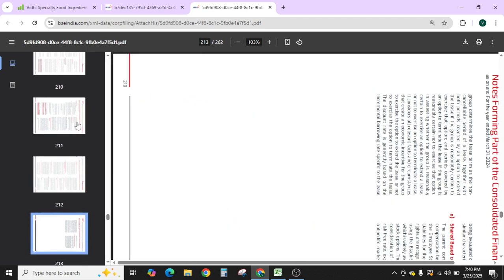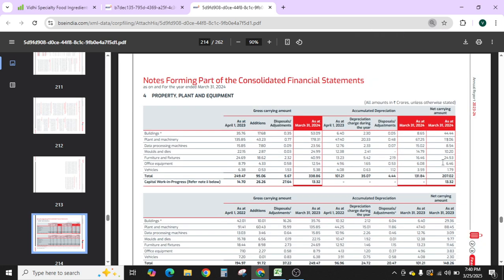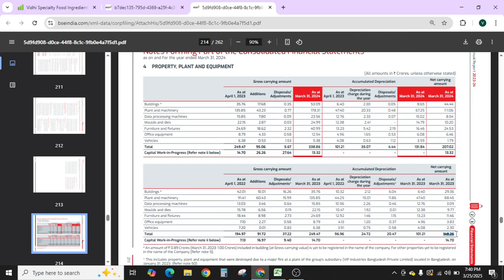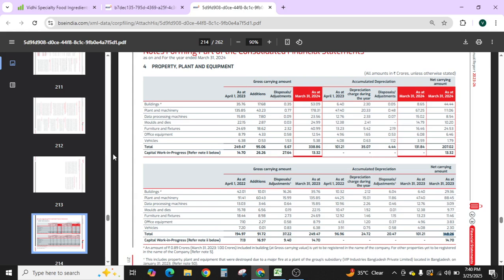Now what we will look at is how to check these line items. Here even for 2025, it is given for 2023 also. Now we will see how to analyze these things. So here we have machinery. There are six or seven line items: building, plant and machinery, data processing machine, mold and dies, furniture and fixture, office equipment, and vehicles. Now how to analyze this?